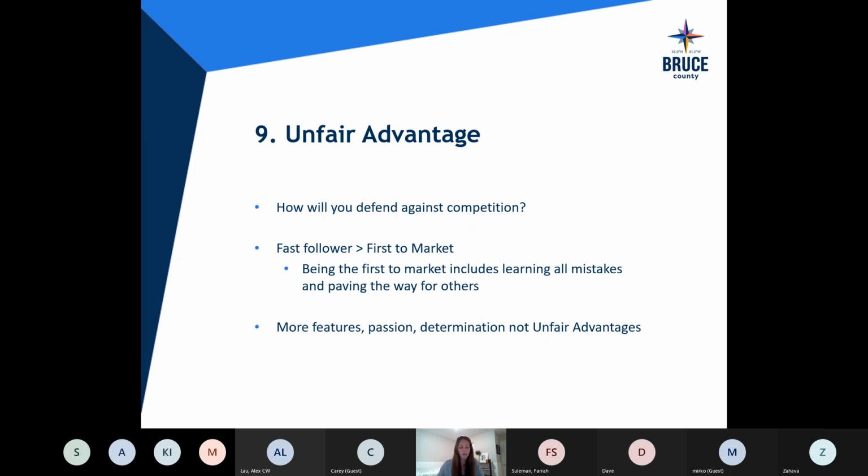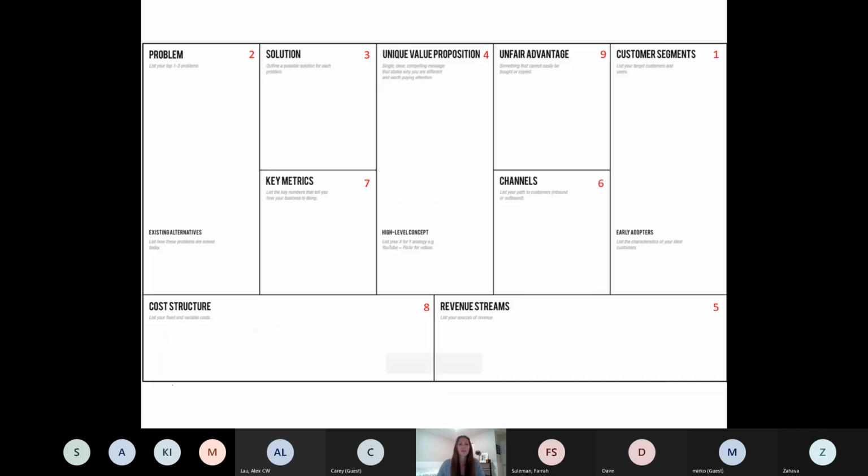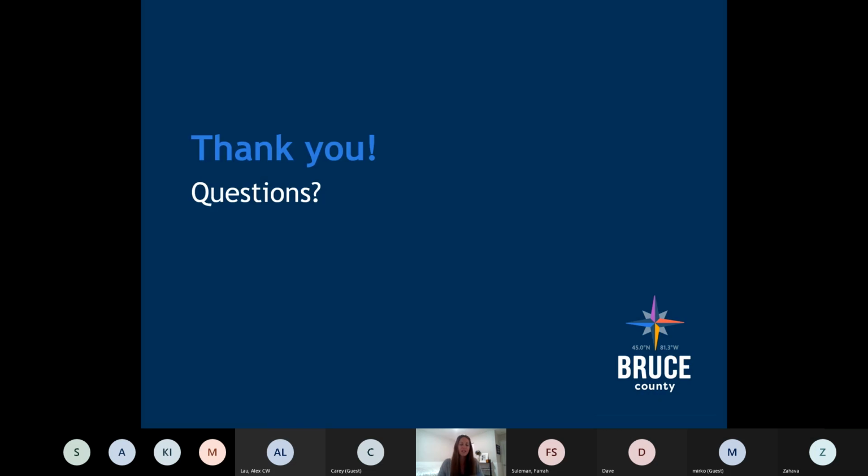So you really want to think about when you start to get that traction going in your business and you go, hey, now I have an unfair advantage. You can start using that to market. And so that is the entire lean canvas. We've walked through all 9 sections, and that's the end of the presentation.